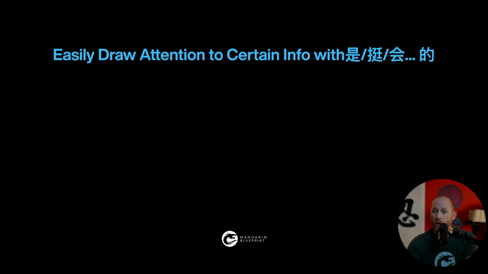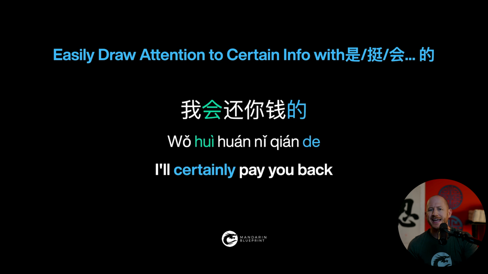Now, what about 会 plus 的? Well, we've talked about how 会 can mean will, as in I will do something, and that it's a little bit less intense than 要. It's a little bit less certain. But if you add 的 to the end of the sentence, the certainty comes back. 我会还你钱的. I'll certainly pay you back.